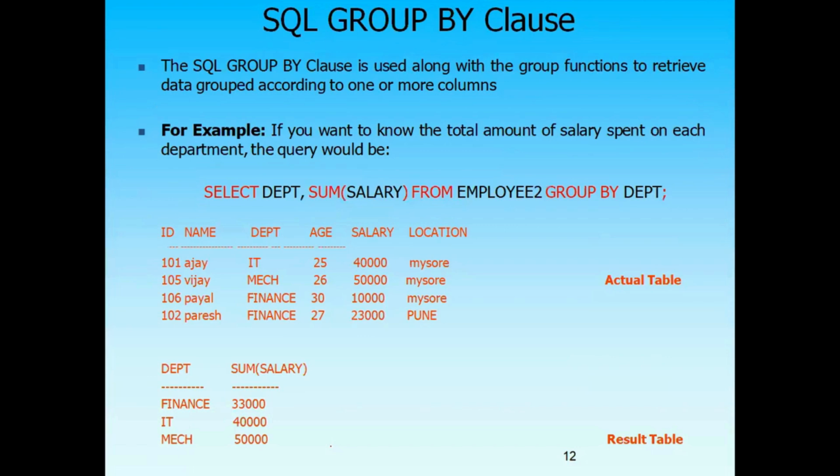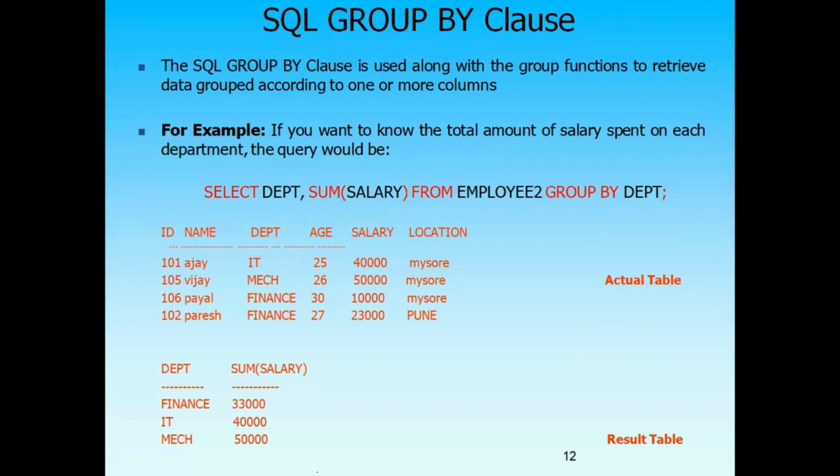Then you can use your group by clause. In the previous example, we found the sum of salary for the complete table, all the employees. But if you want department-wise sum of salary, that means you want to find out the sum of salary for the finance department, the mechanical department, and the IT department separately. We want to find this sum of salary for the different groups.